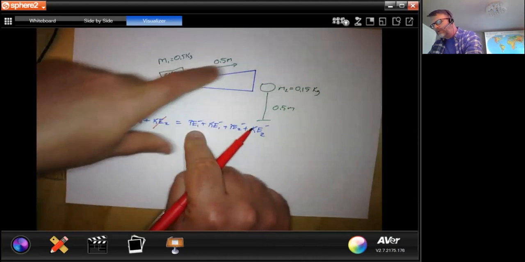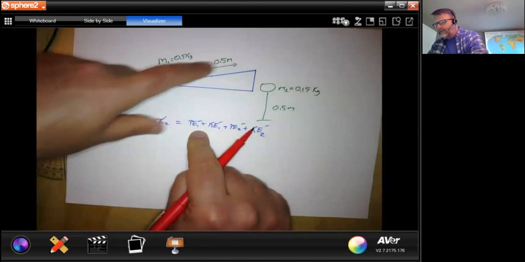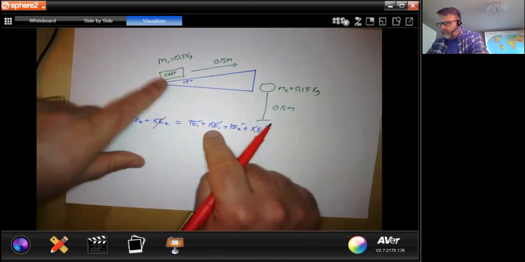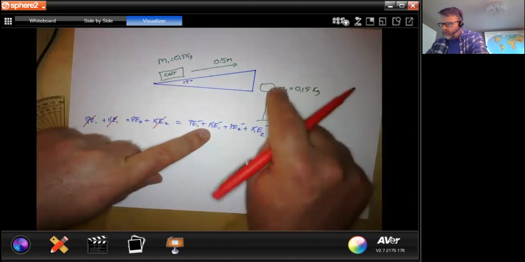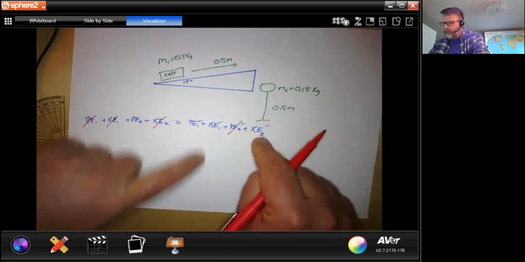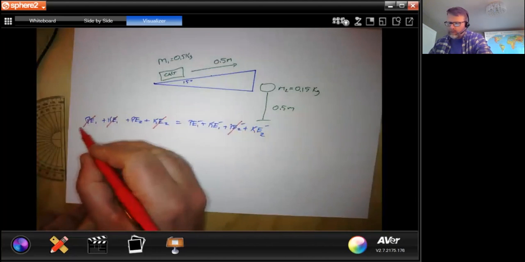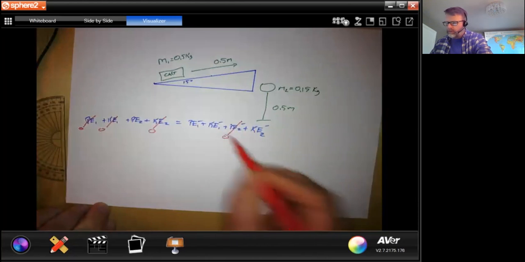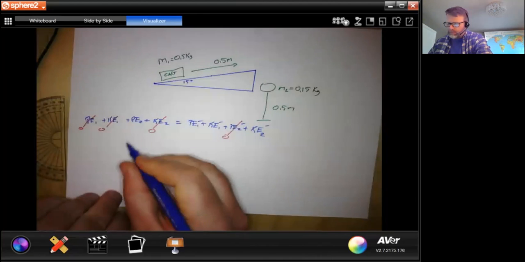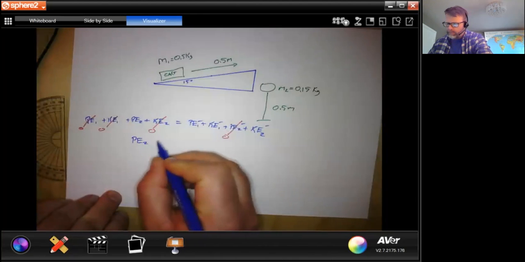Now, potential energy will go up as this increases. So this will have energy. This will be moving. This will be at its lowest point. So it will not have energy, but it will be moving. So now we have all of our zeros listed here. So now we can look at what's going to happen.